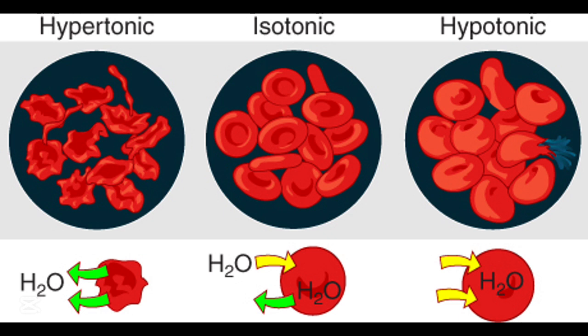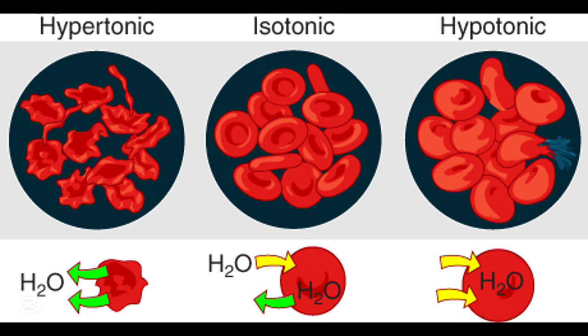So what happens if the solution outside is different? Let's talk about a hypotonic solution. Hypo meaning less. Less, yeah. A hypotonic solution has a lower concentration of solutes compared to the inside of the cell. So because there's a higher concentration of solutes inside, water is going to move by osmosis from that area of low solute concentration outside the cell to the area of high solute concentration inside the cell. So water moves into the cell. Exactly. And that causes the cell to swell.